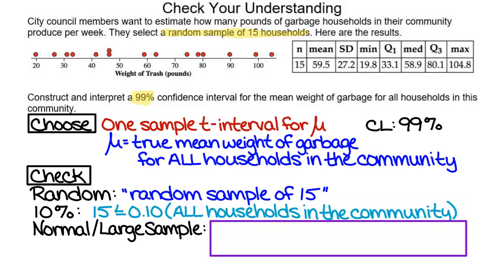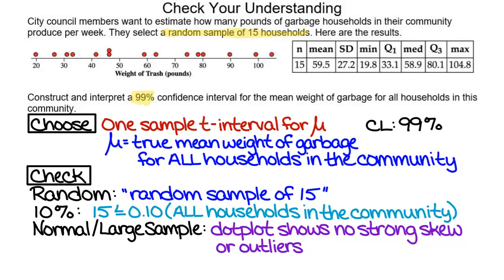10% condition, 15 is less than or equal to 10% of all households in the community. And once again, we had to use the graph, the dot plot, to justify normal large sample condition. The dot plot showed no strong skew or outliers. Real quick, thumbs up, thumbs down. How'd you do on these first 2 steps? Cool. All right. Let's go to the calculate step then.